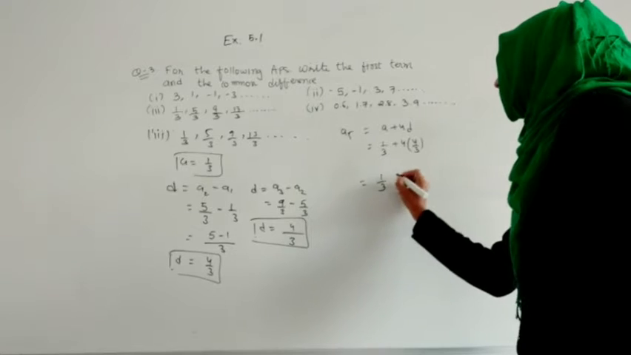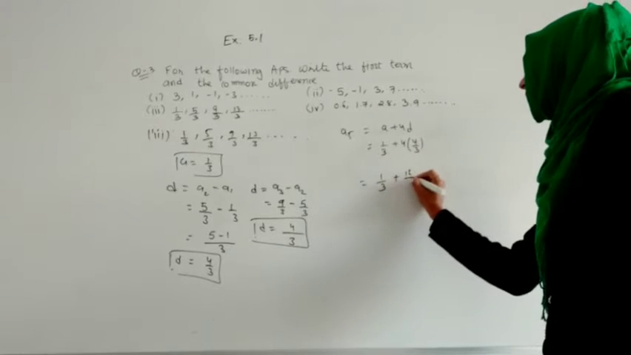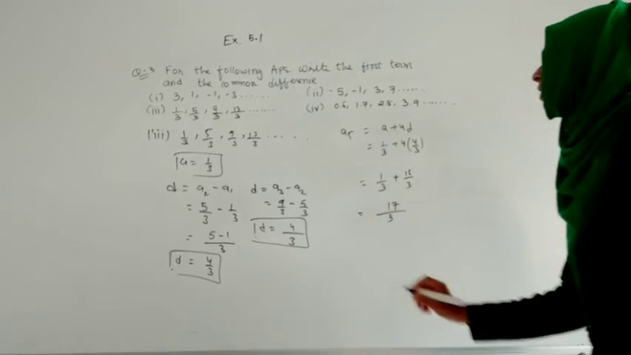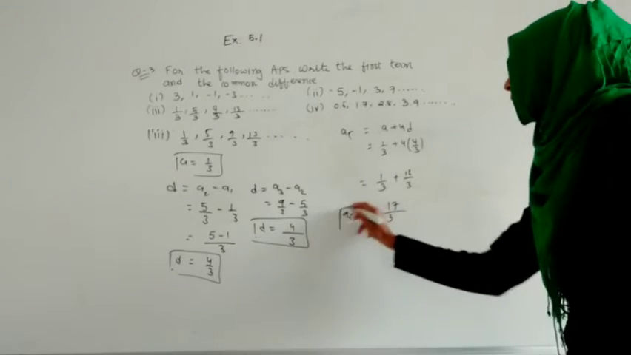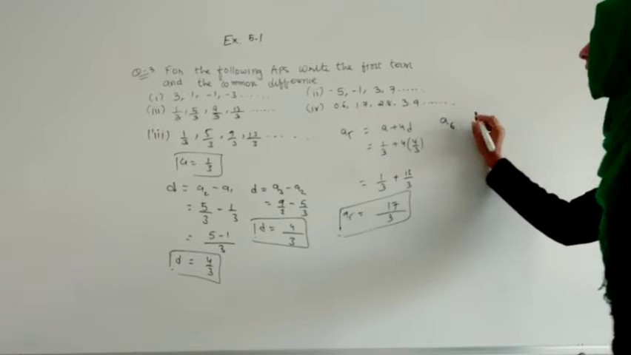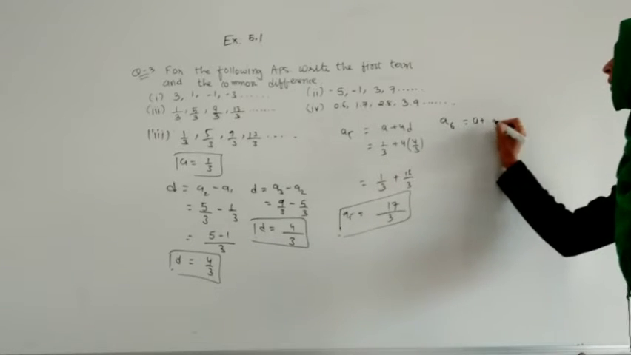That will become 1 by 3 plus 4 4s are 16 by 3. So eventually it will become 17 by 3. So here we can find A5, as well as if they ask you to find more terms, so you can find A6.